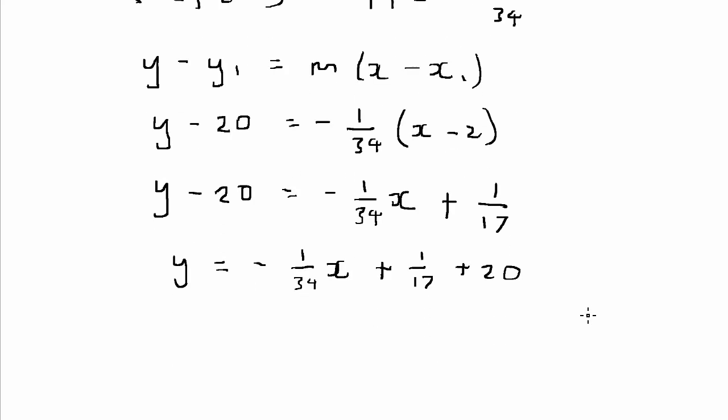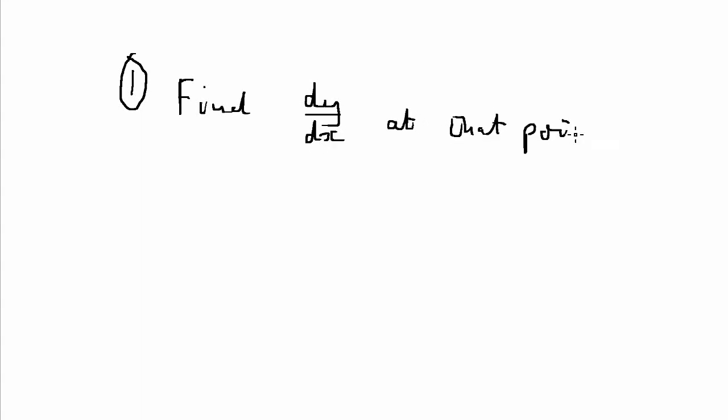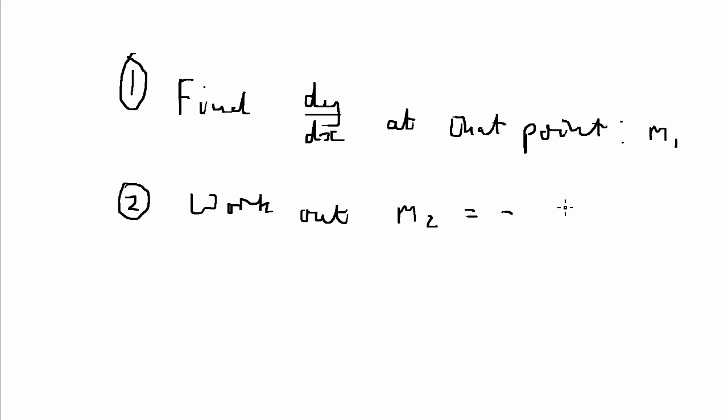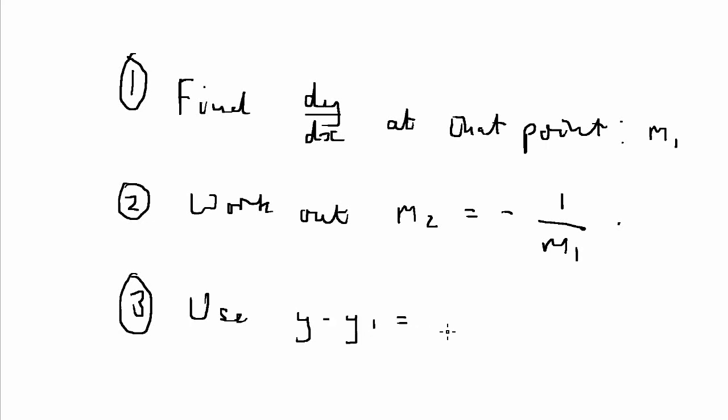So, in summary, if you want to work out the equation of the normal to a curve at a point, firstly, find dy/dx at that point. Let's suppose that we've called that m1. Secondly, work out not the gradient of the tangent m1 that you've got, but your new gradient, which is negative 1 over the gradient of the tangent. This is the gradient of the normal. And then finally use y subtract y1 is equal to m2, in this case the gradient of the normal, times x subtract x1, where (x1, y1) is the point we're interested in. If you haven't got the y coordinate of the point, if you've only got the x coordinate, you'll have to work that out.